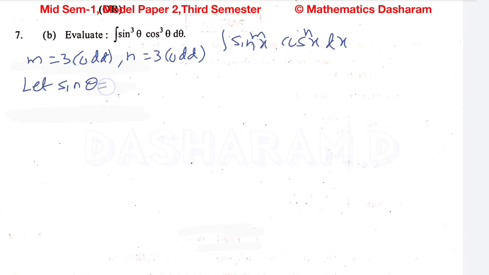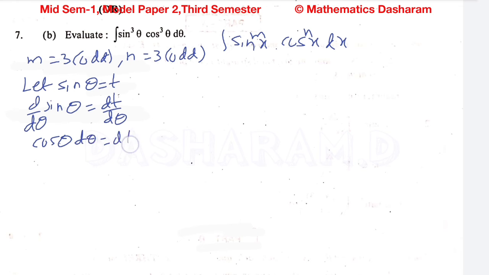I am going to select sine theta equals t, and its derivative. Sorry, here do the derivative with respect to theta: d by d theta of sine theta equals dt by d theta. So here the derivative of sine theta is what? Cos theta, and d theta transposed to the left side, it equals dt. So let us substitute these two values in the given question.